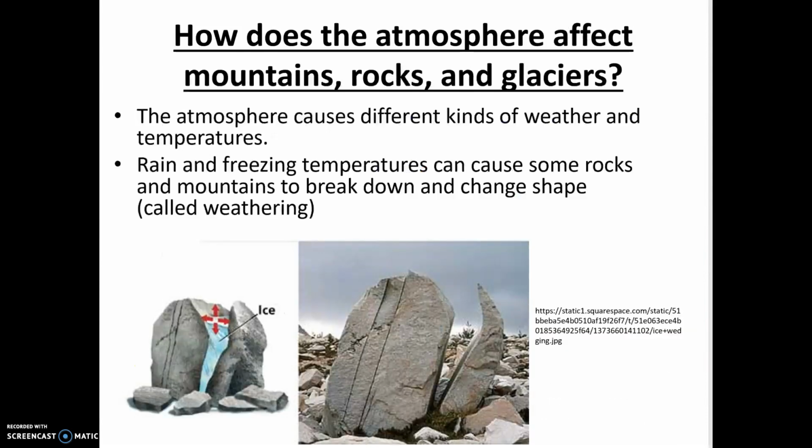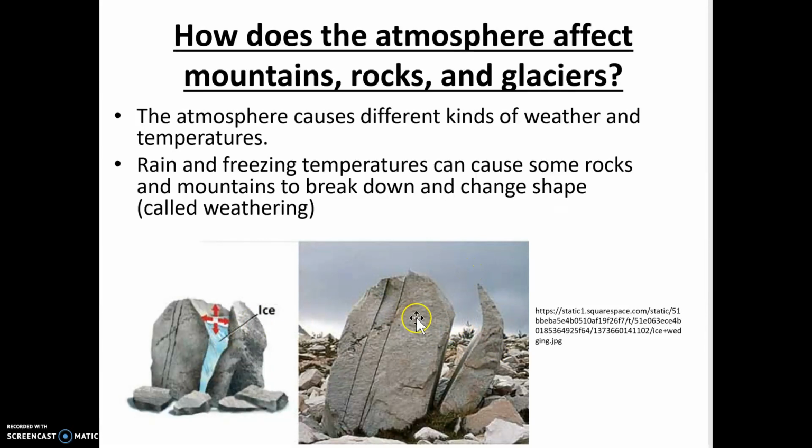How does the atmosphere affect mountains, rocks, and glaciers? So the atmosphere causes different kinds of weather and temperatures, as we saw in the last slide. One of the reasons why rocks are able to break apart is actually because of the weather. In this diagram, you can see how water gets trapped, let's say inside of a rock, and if temperatures drop, this water will freeze into ice, which will expand, causing the rock to split. And that's how this rock actually split in half.